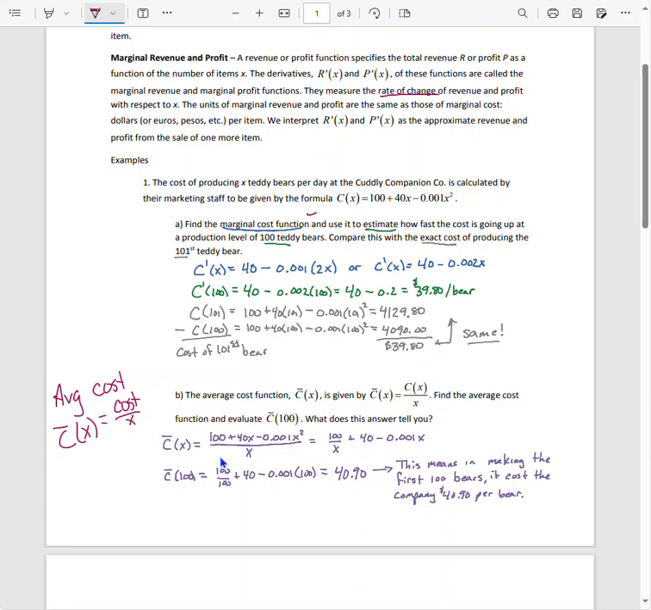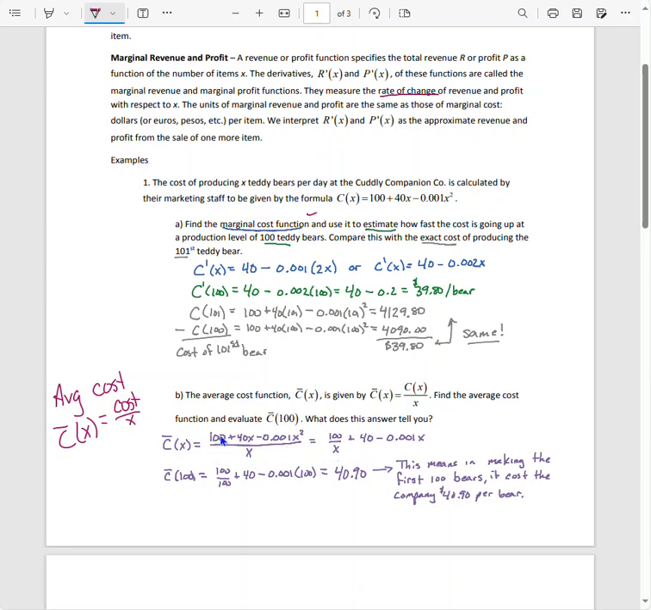So C bar of X, the first thing I do to create it is I'll take the function 100 plus 40x plus 0.001x squared, and I'll write it over top of x. Literally just wrote the cost function, drew a fraction bar, put the x in the denominator. But now I'm going to go to each one. That's 100 over, all over a common denominator.